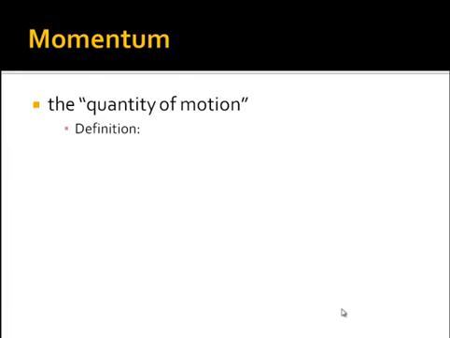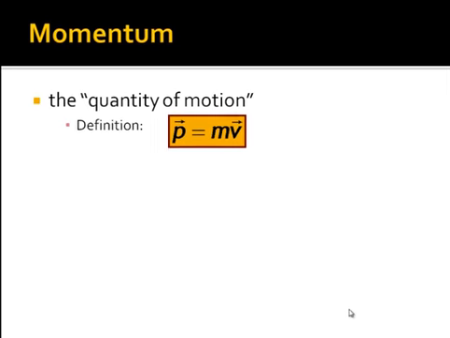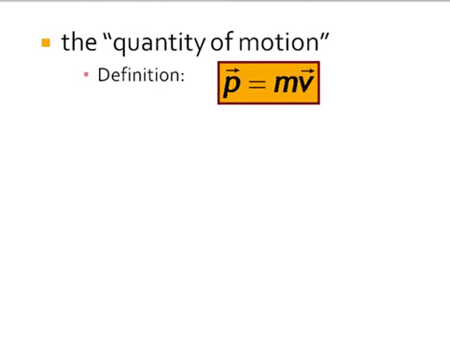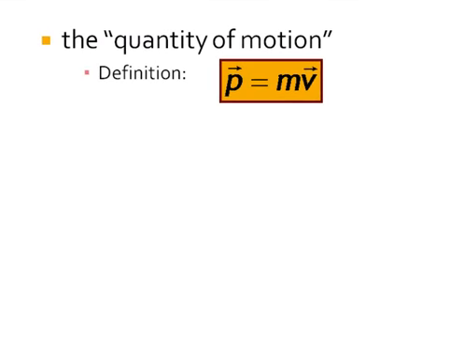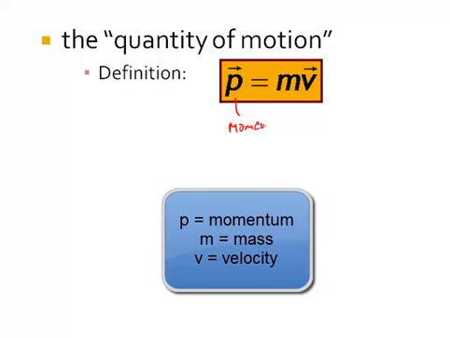Momentum can be described in a number of ways, but the simplest is probably just to call it the quantity of motion. It's really a combination of two different things as specified in the definition. The definition of momentum is mass times velocity. Now before we begin, this P is the symbol for momentum. We had to use a different symbol because M was already taken for mass.